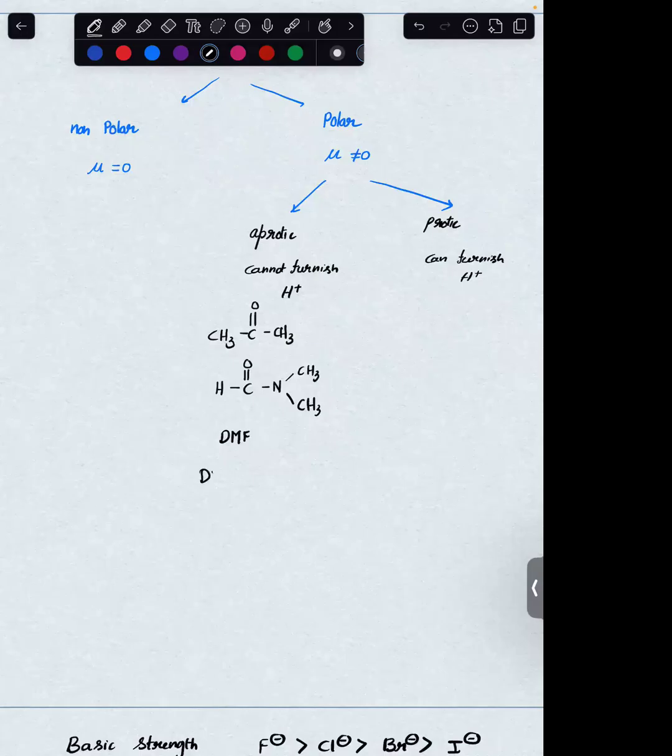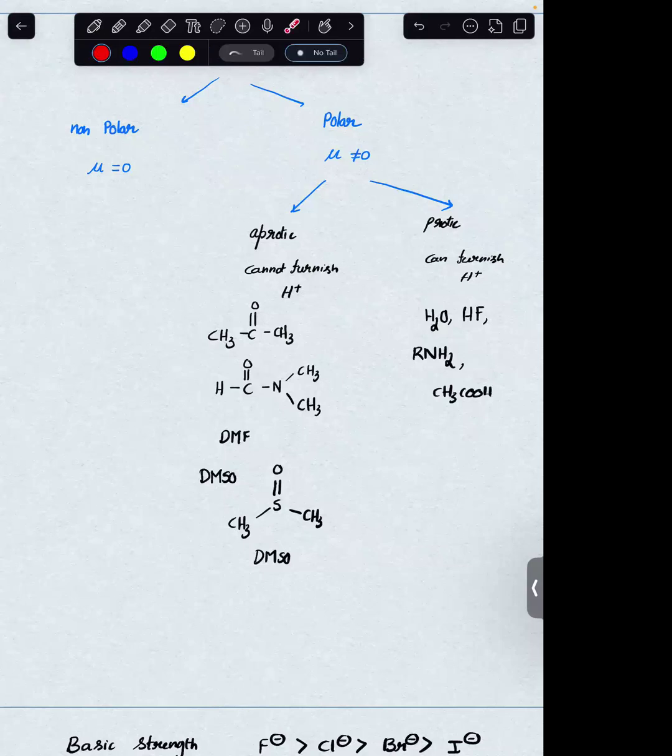Then we also have something called DMSO, dimethyl sulfoxide. Okay, this is known as dimethyl sulfoxide, DMSO. This is also a polar aprotic solvent. Then what are polar protic solvents? Those which are able to furnish H positive: H2O, HF, okay, amines, RNH2, acetic acid, CH3COOH. All these are protic solvents because they can furnish H positive. Everyone with me?